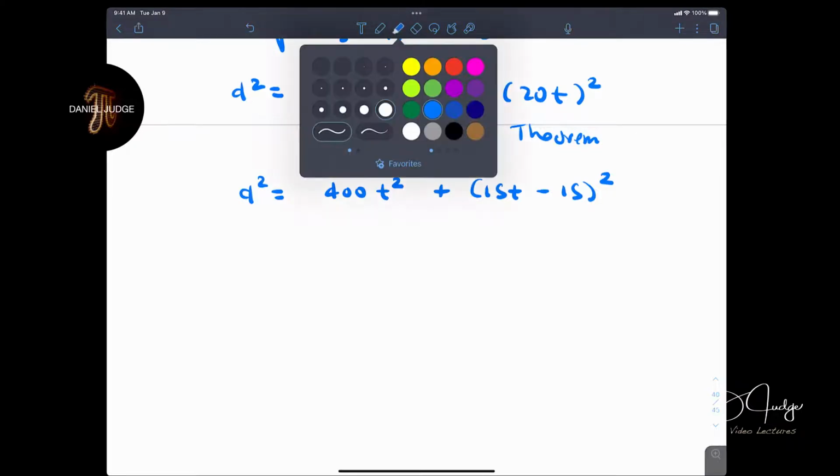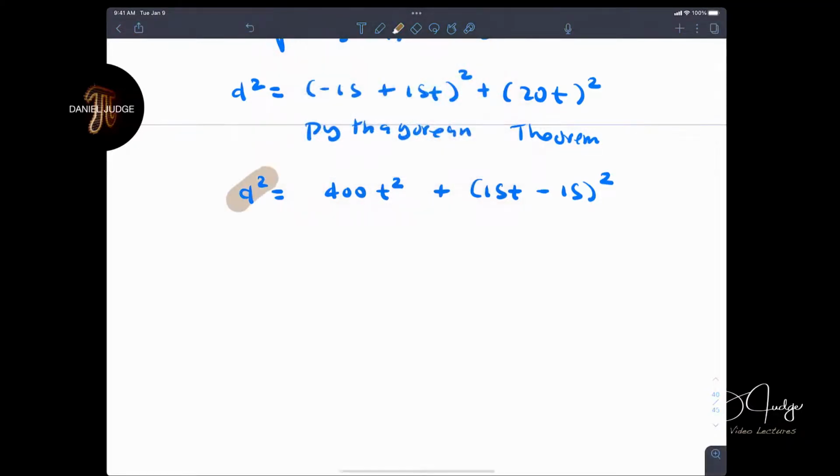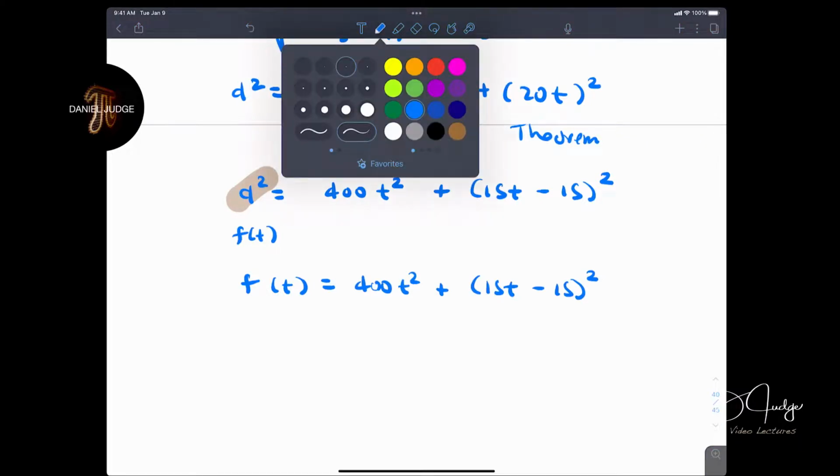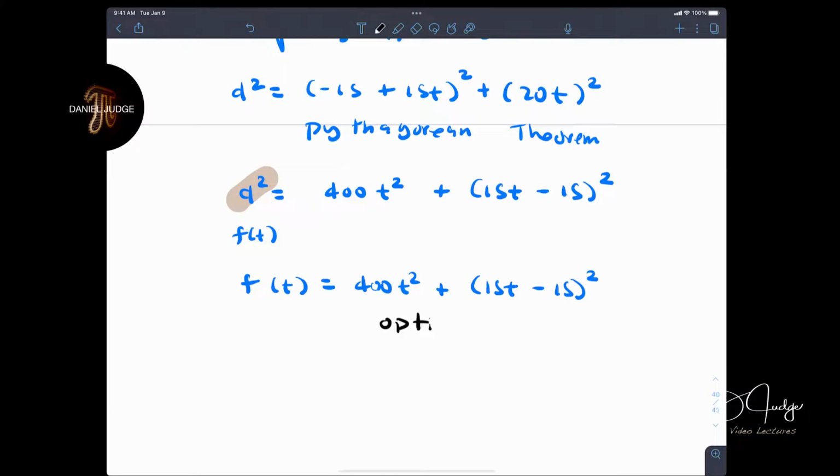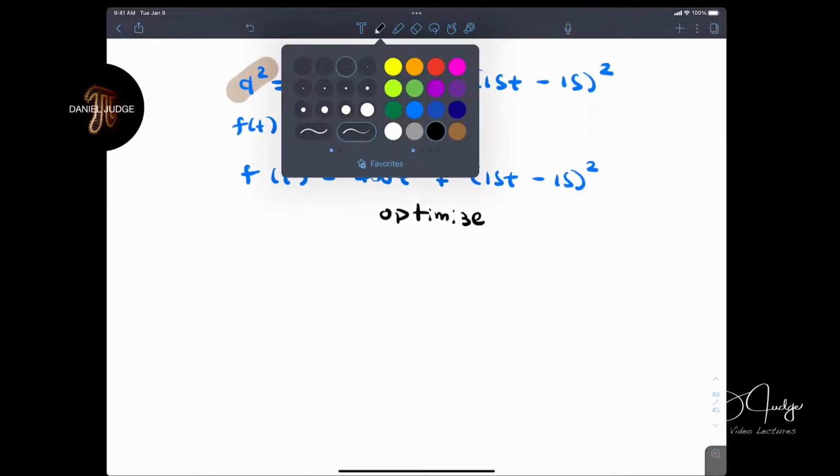Now what I'm going to do is call this d squared. I'm going to call this f of t. I'm going to change that into a function. So f of t is 400t squared plus 15t minus 15 squared. And now you have a function of a single variable, time t. We want to optimize this. Sign analysis, or find the relative max or relative min. Now it's going to be shortest time, smallest t, so it's going to be a minimum value. You're not going to ever get a maximum value. You're going to get a minimum value.